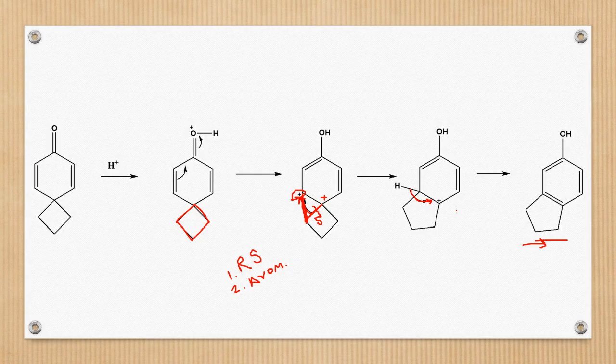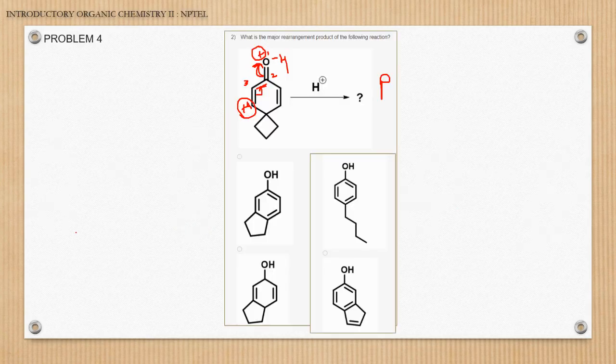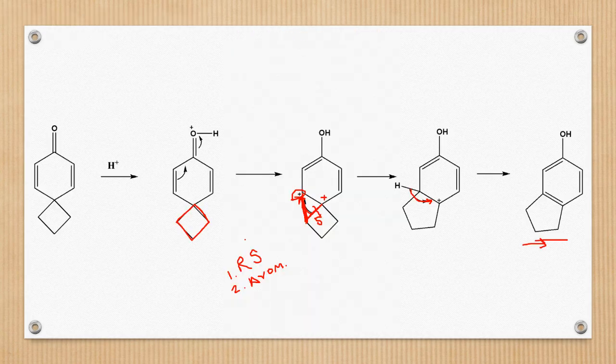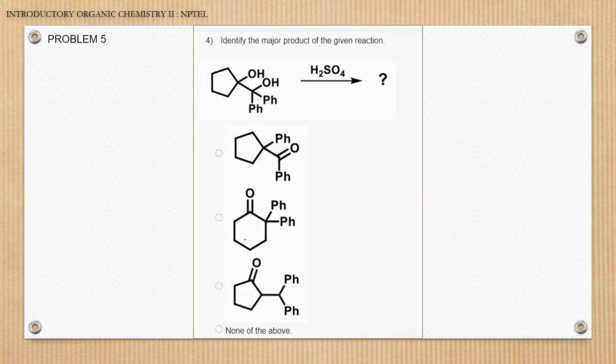Yes, ma'am. Okay. So if it is clear, then the answer is option number 1. Right? So option number 1 will be the answer for this question. So now coming to problem number 5. In problem number 5, you have to identify the major product of the given reaction.